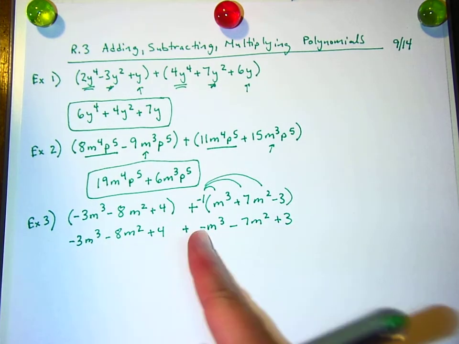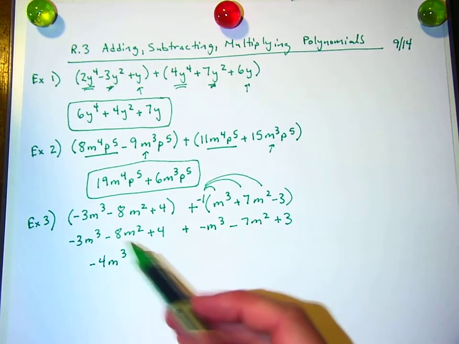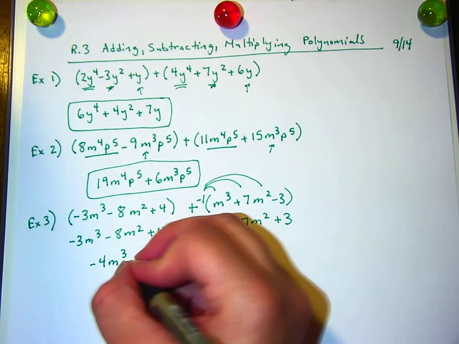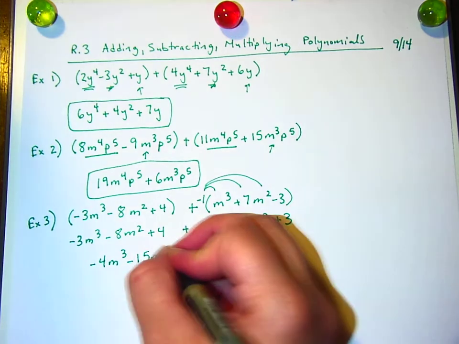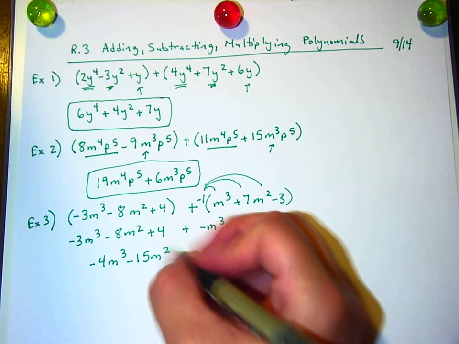So this is negative 3 and negative 1 makes negative 4m to the third. Negative 8 and negative 7 make negative 15m squared. Remember, anytime I'm going too fast for you, you can always pause this. 4 and 3 makes 7.